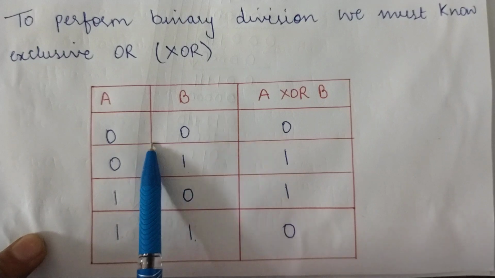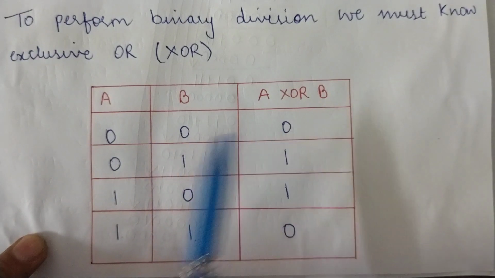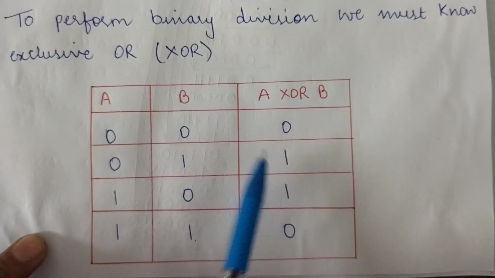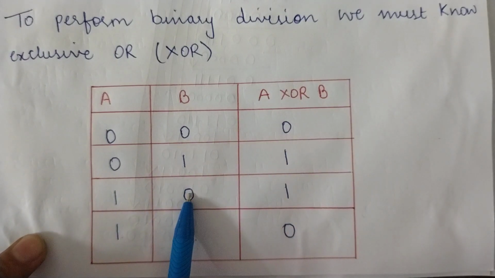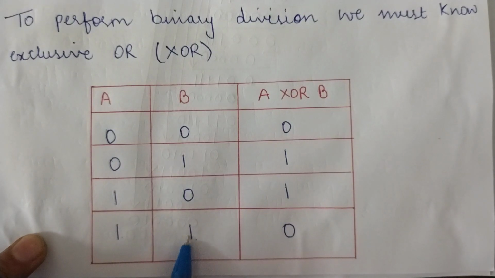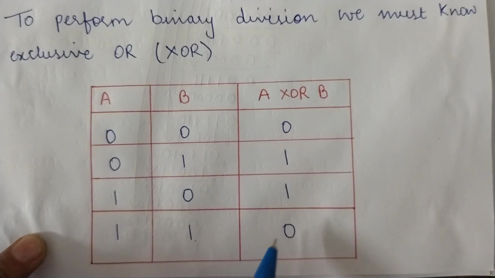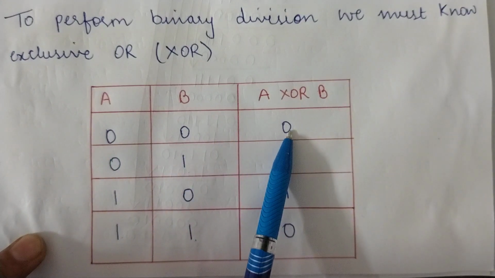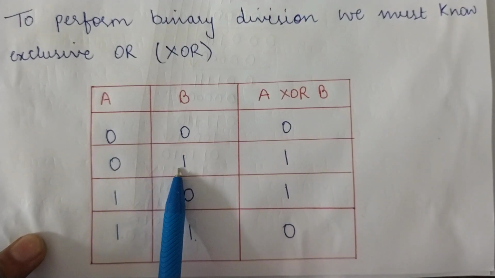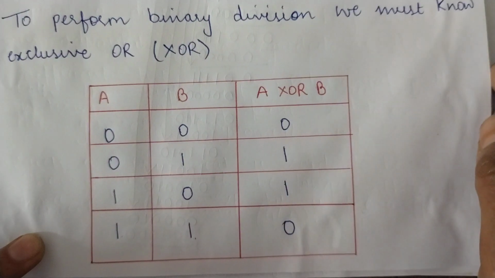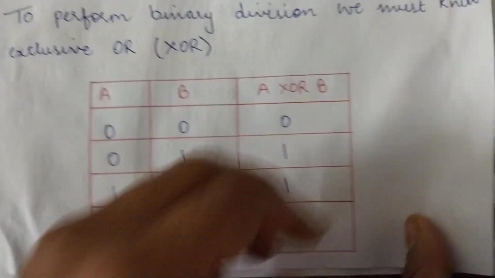So if both A and B are 0, you get a 0 as the result. If A is 0 and B is 1, then you get 1 as a result. If A is 1 and B is 0, you again get 1 as the result. And when A and B both are 1, then you get 0 as the result. So you have to keep in mind that for the exclusive OR operation, when both the bits are the same, you get a 0 in the result, and when both the bits are different, you get a 1 in the result. Now we'll see the use of this exclusive OR in our binary division operation.